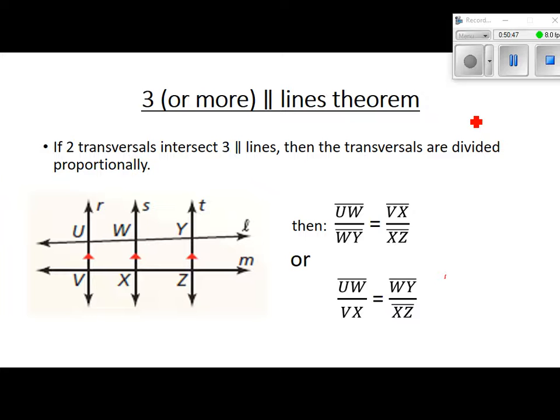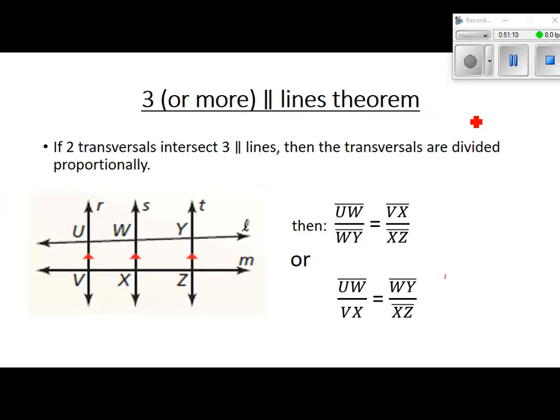Next one, write this down. What do those red arrows tell us? Parallel. Those 3 lines are parallel. What 3 lines are parallel? R, S, and T. The other 2 lines, what are they called? Transversals. Transversals, good.